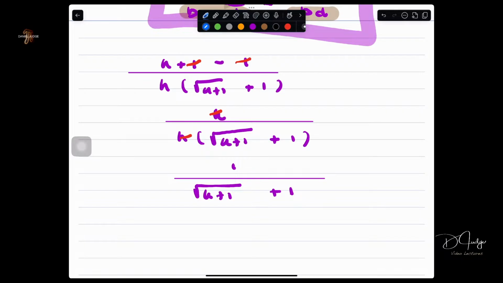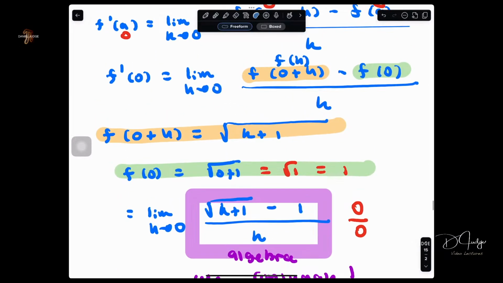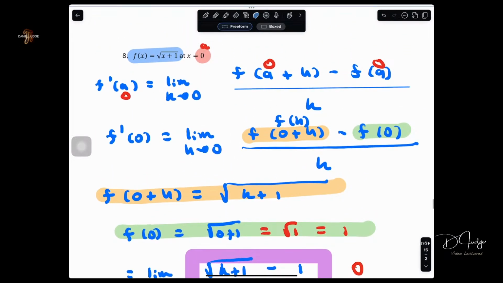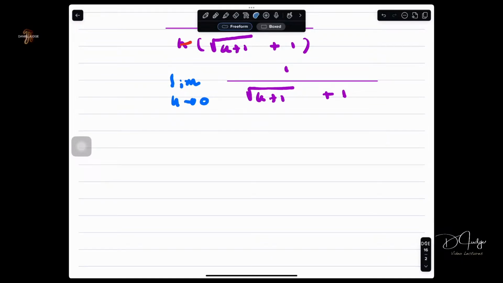So this is going to be the limit as h goes to 0. And so this was f prime of 0 here. Yes, f prime of 0. So it's the derivative of the function at 0.